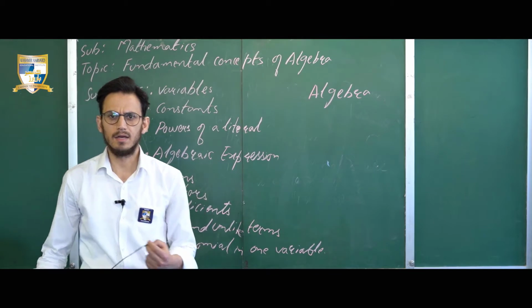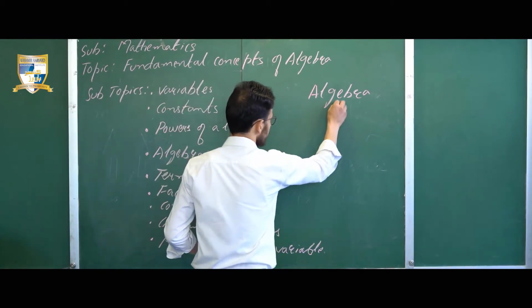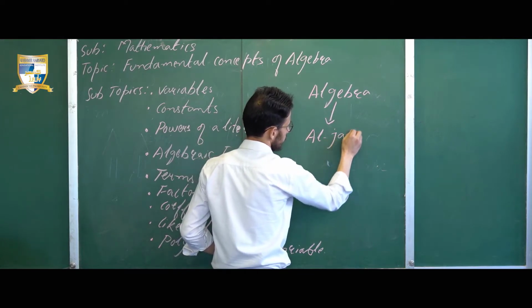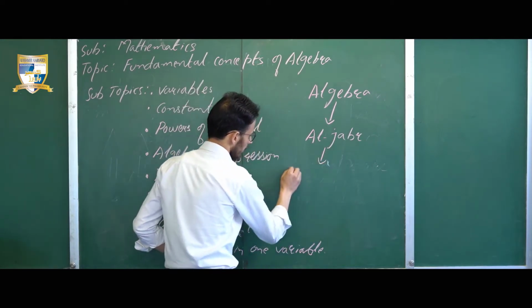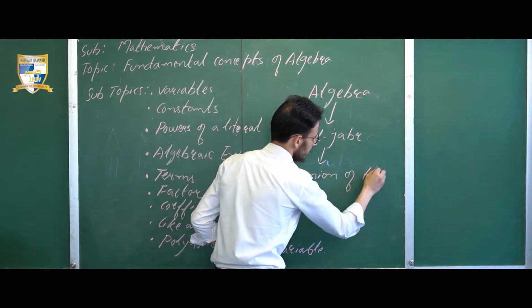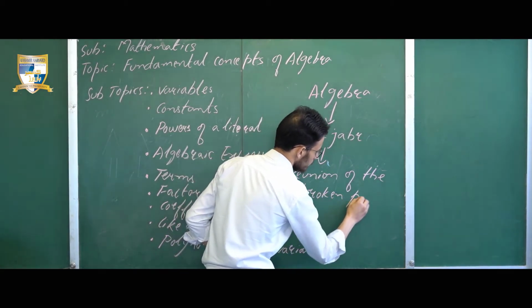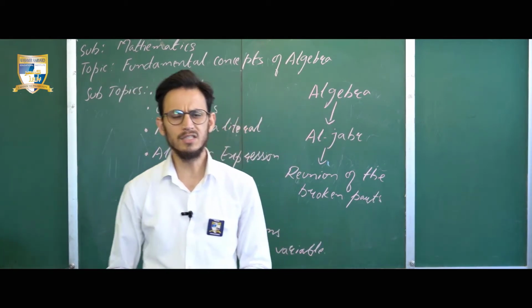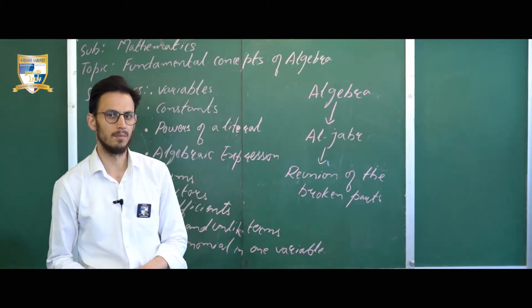The word algebra is derived from an Arabic word, al-jabr, which means a reunion of the broken parts, or we can say restoration. And this word has been taken from a book, the title of the book, Kitabul Jabr wal Muqabala.